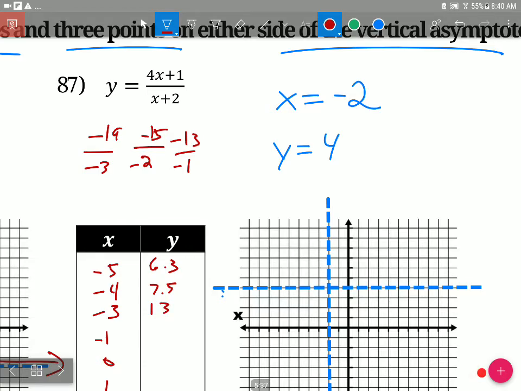All right, let's do 0. 0 times 4 is 0. Plus 1 is 1. 0 plus 2 is 2. So that's 1/2, or 0.5. And then 1. 1 times 4 is 4. Plus 1 is 5. 1 plus 2 is 3, so 5/3, so 1.6.